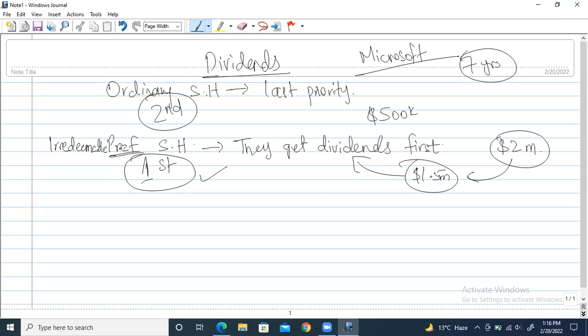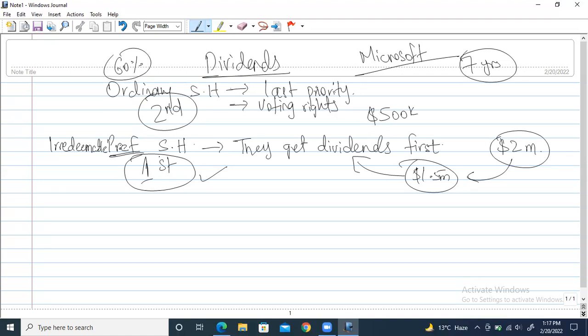So if these ordinary shareholders are given the last priority for dividends, the advantage that they have is that they have voting rights in the company. Always remember, only the ordinary shareholders have voting rights over the companies. That means if the ordinary shareholders purchase 60% of the shares, they may have the control of the company. This thing we'll study further in the consolidation chapter.